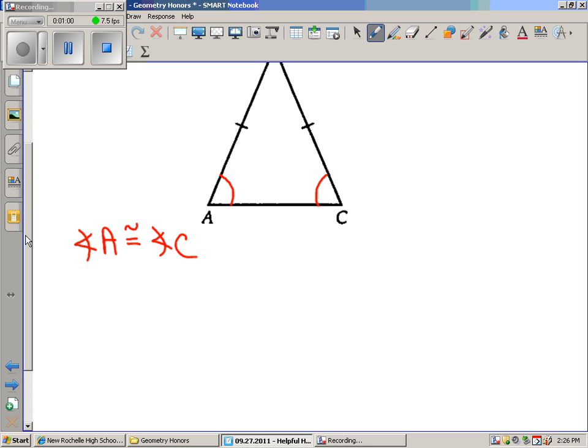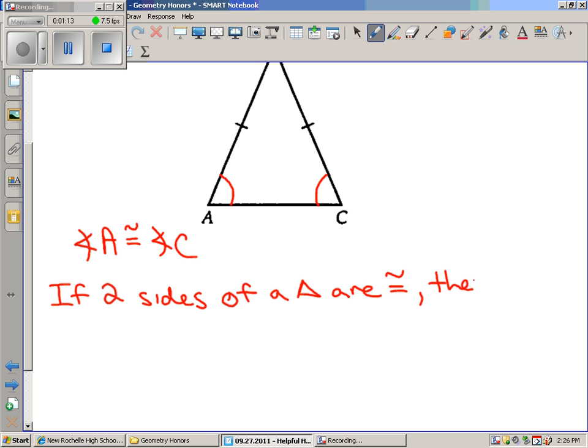And the reason: if two sides of a triangle are congruent, then the angles opposite are congruent.